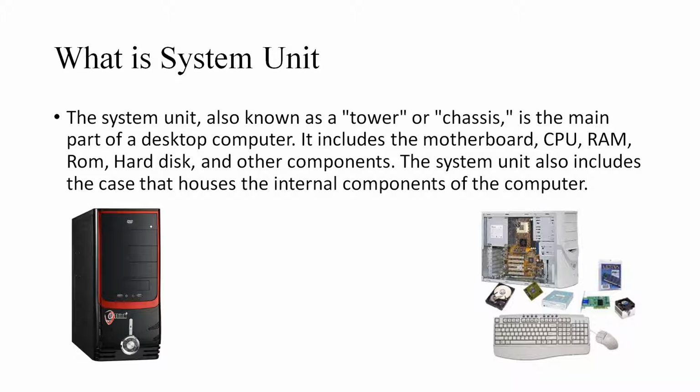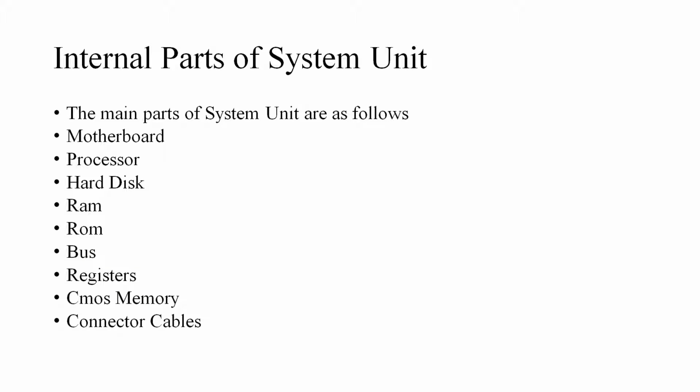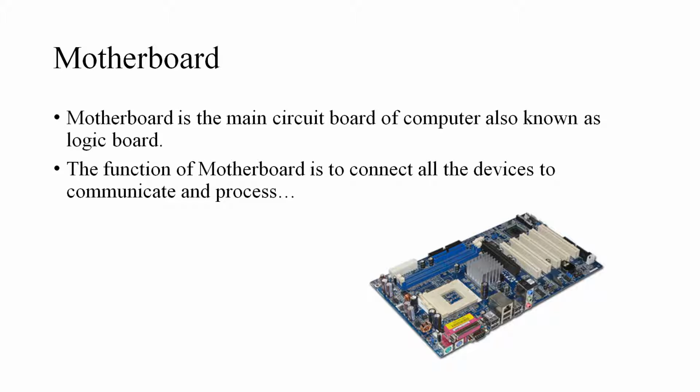It includes the motherboard, CPU, RAM, ROM, hard disk and other components. The system unit also includes the case that houses the internal components of the computer. So we are going to study the internal parts of the computer system unit. The main parts are motherboard, processor, hard disk, RAM, ROM, buses, registers, CMOS memory and connector cables.